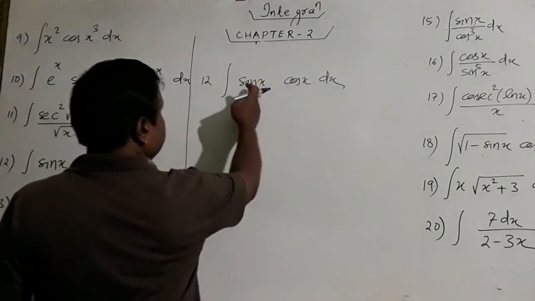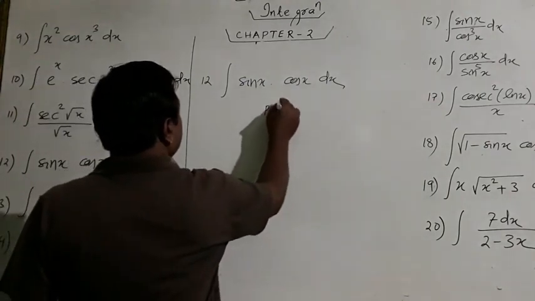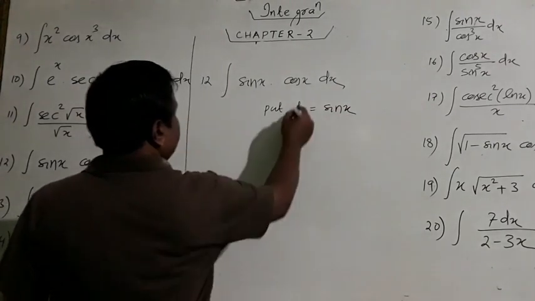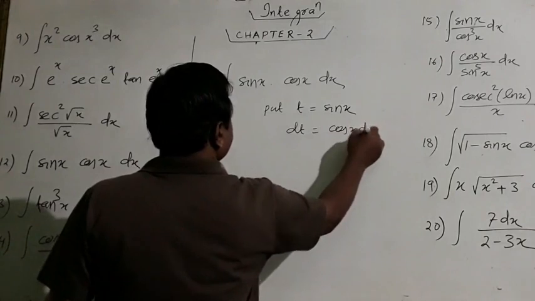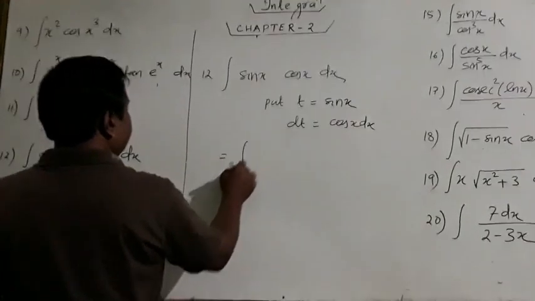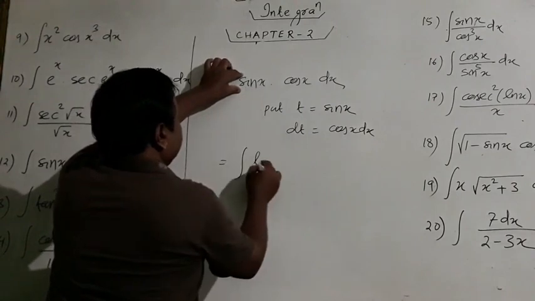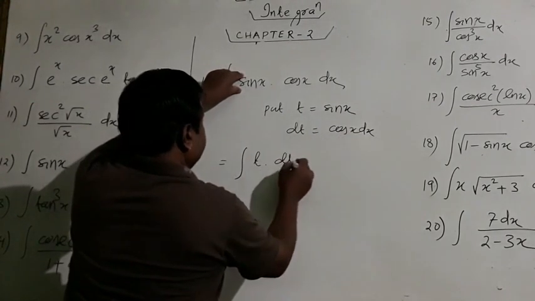Also the derivative of cos x is sin x. So in this case, what you have to do? Put t is equal to sin x. Then dt is what? It is cos x dx. And here the problem will become integral of t, in place of sin x I am putting t, and in place of cos x dx I am putting dt.